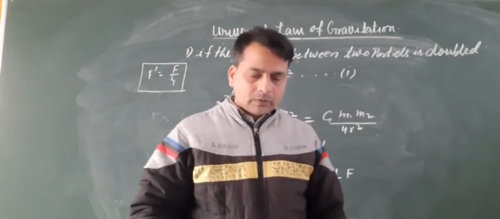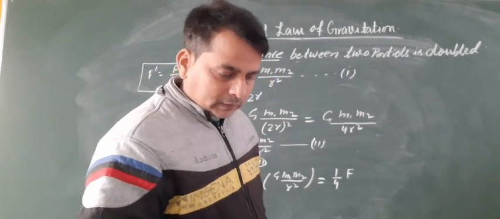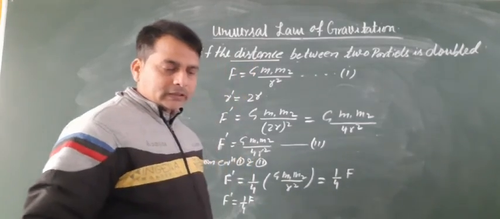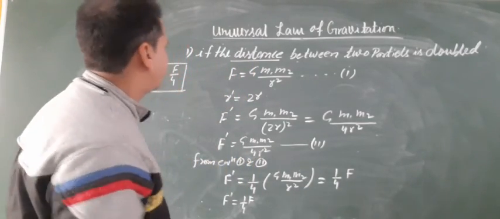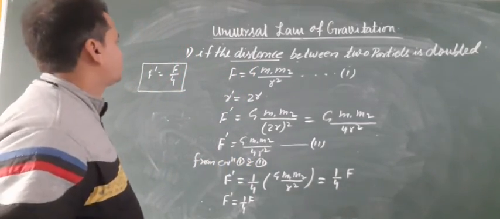So the next one is the distance between two particles is half.